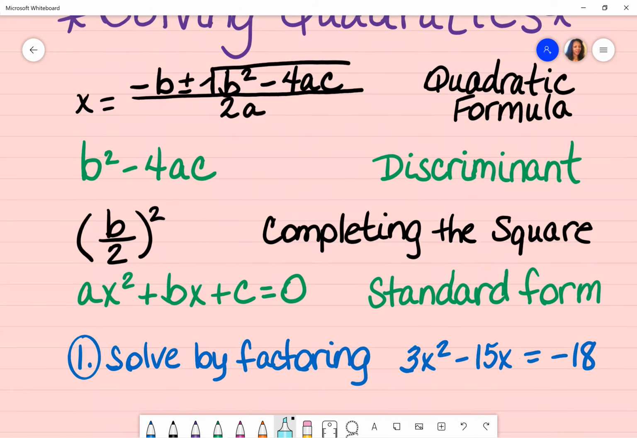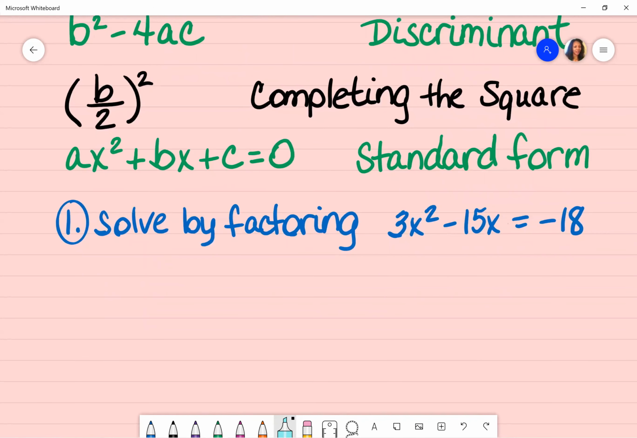And then I'm also reminding you that the standard form of a quadratic is ax squared plus bx plus c equals 0. So when I'm trying to solve, I am looking for that equals 0. If I'm just factoring, it won't have the equal sign in it. So for this test, we will be solving using different methods.